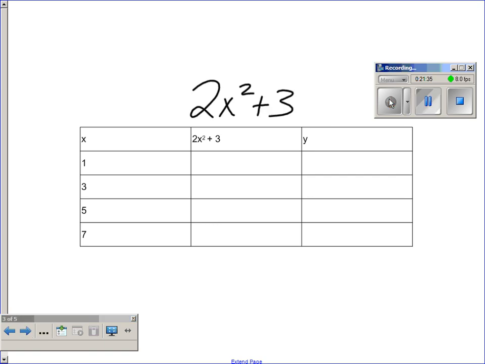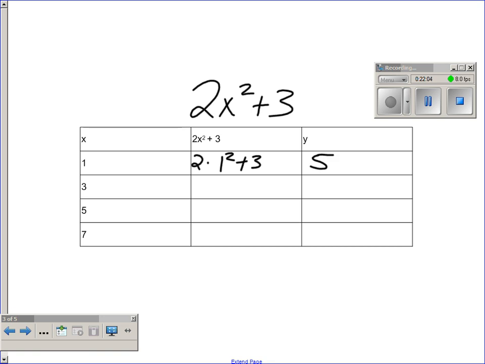We actually have to do 1 squared first. 1 squared is 1 times 1. 1 times 1 is 1. Then we need to take 2 and multiply it by 1 squared, or 1. So 2 times 1 is 2. 2 times 1 is 2. Plus 3 more, our value is 5.